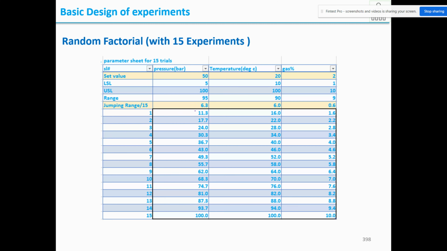And the first one they have taken is 11.3. So what is 11.3? LSL is 5, which can be kept for doing the experiment. They added the jumping range 6.3, so the first value will be 11.3. Then adding 6.3 to 11.3 gives 17.7. Adding 6.3 to 17.7 results in 24.0. Like that, when you add the jumping range, finally you will end up with the 15th experiment at 100. This is nothing but your USL. Like that, when you add this ratio from the LSL, you will end up with only 15 experiments.